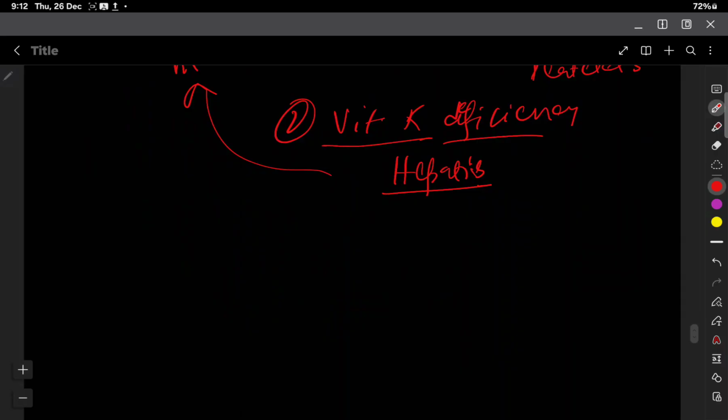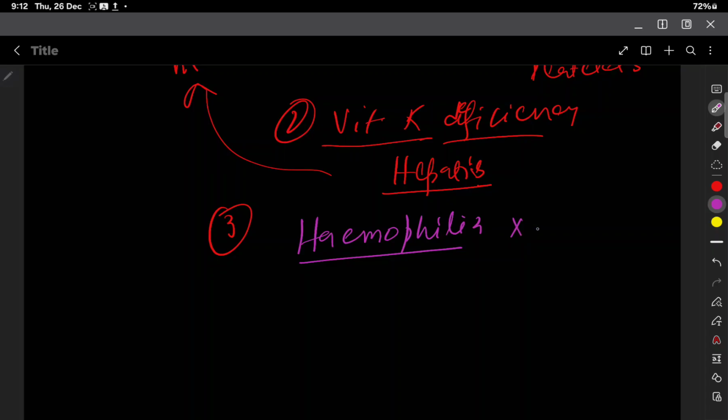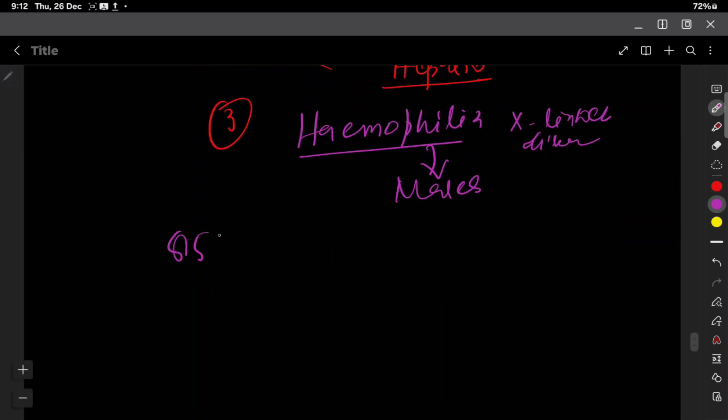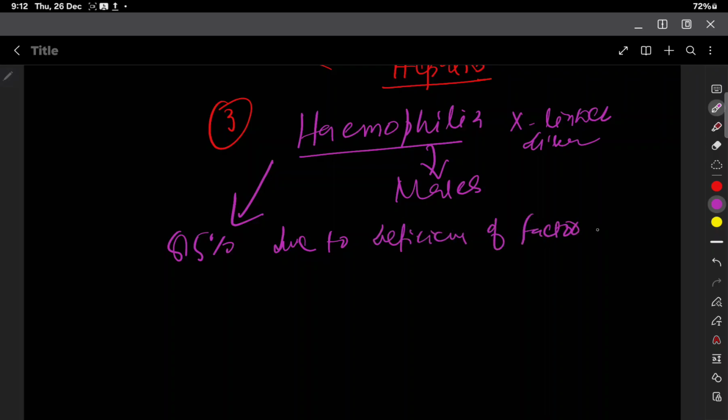And the last one, which is most important, there are other factors but I am only mentioning the important things here. That is hemophilia. Hemophilia is an X-linked disorder, and mainly it affects males. Okay, so 85% of hemophilia is due to deficiency of factor 8, and if there is deficiency of factor 8, then it's called hemophilia A.